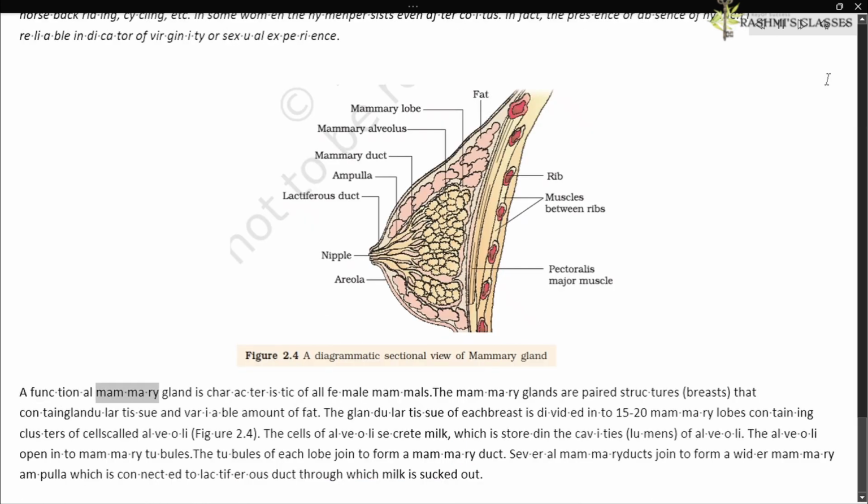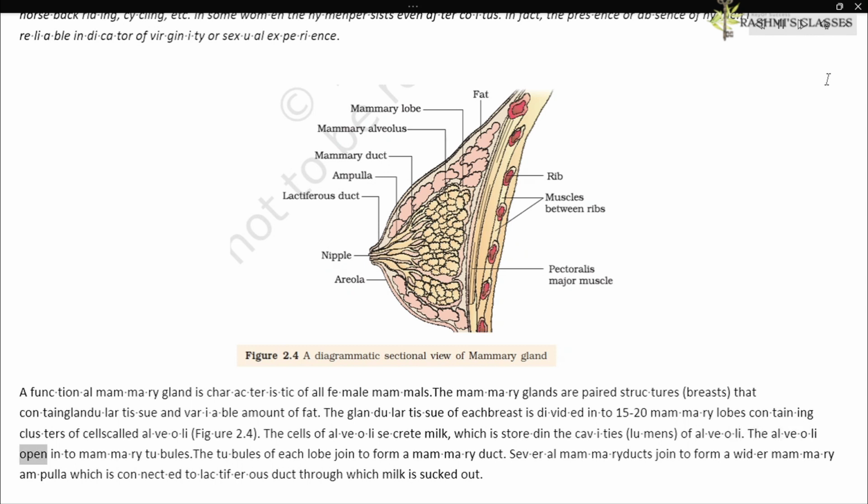A functional mammary gland is characteristic of all female mammals. The mammary glands are paired structures, breasts, that contain glandular tissue and variable amount of fat. The glandular tissue of each breast is divided into 15 to 20 mammary lobes containing clusters of cells called alveoli, figure 2.4. The cells of alveoli secrete milk, which is stored in the cavities, lumens, of alveoli.